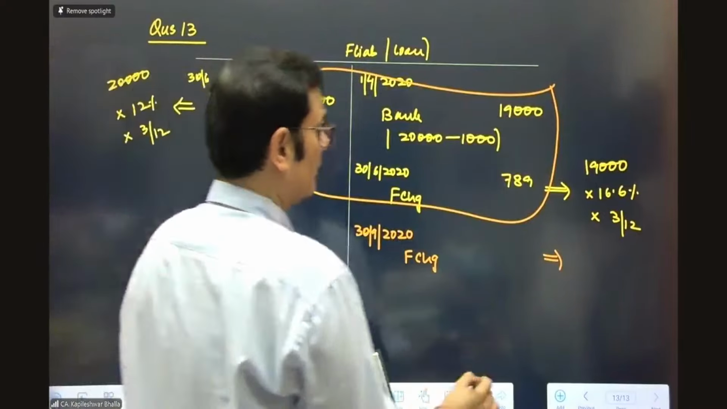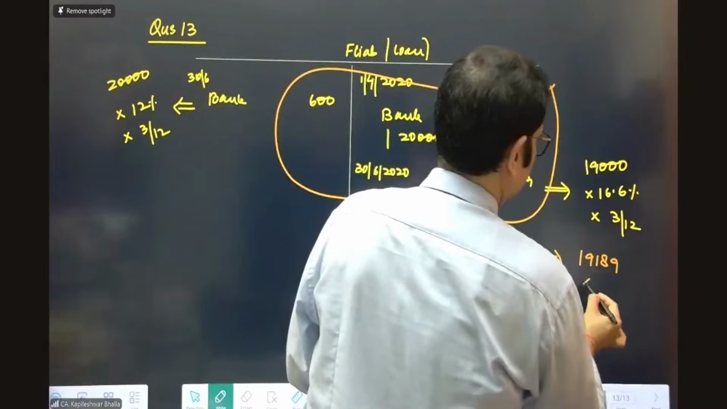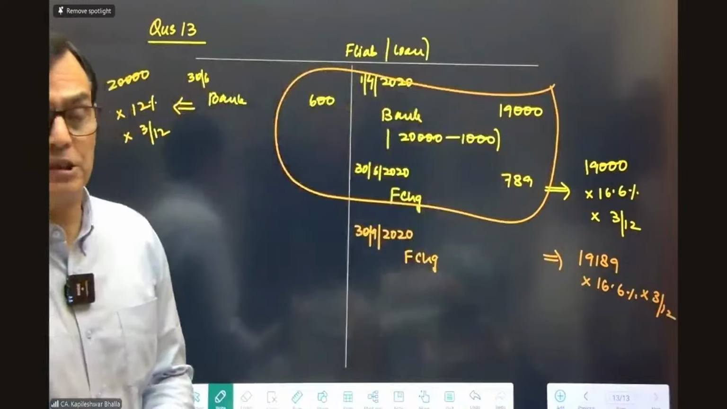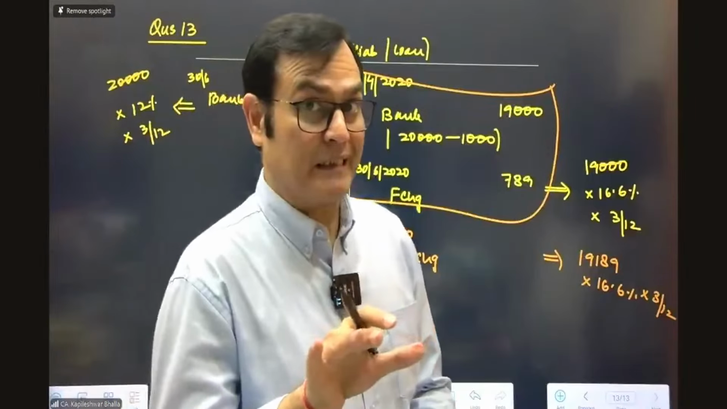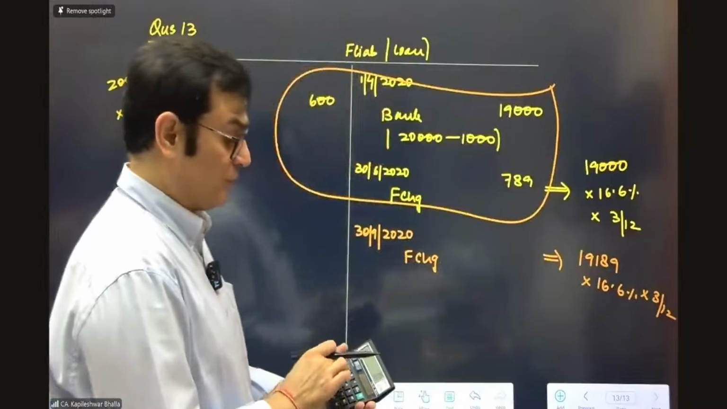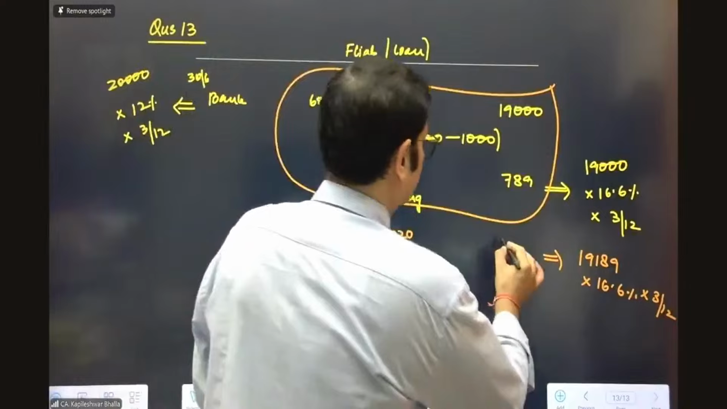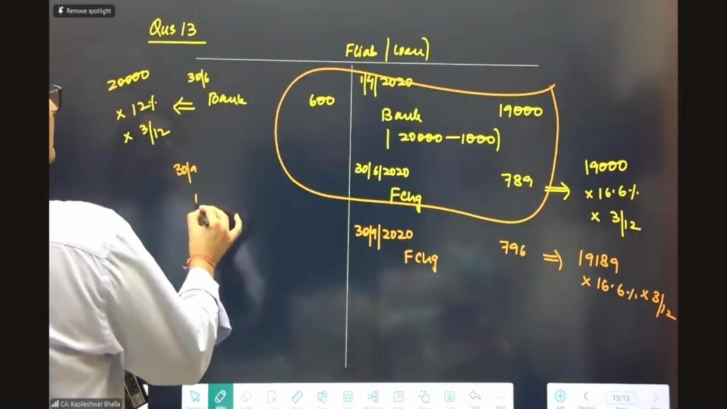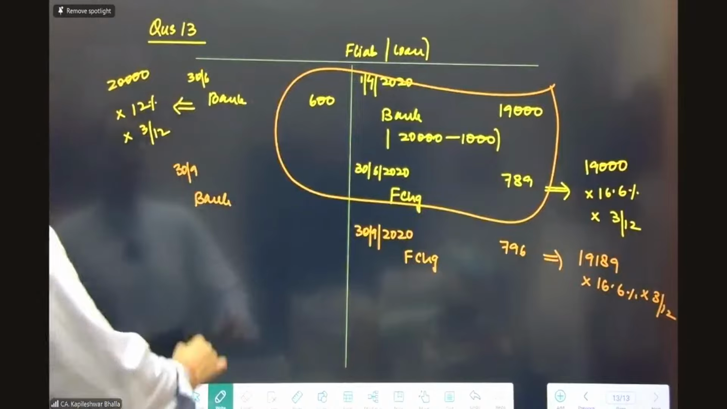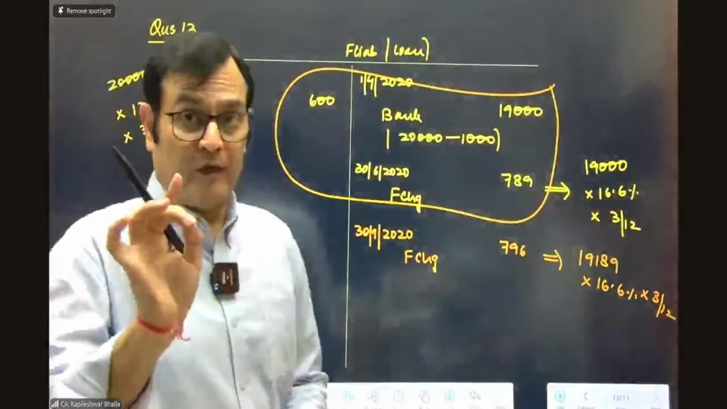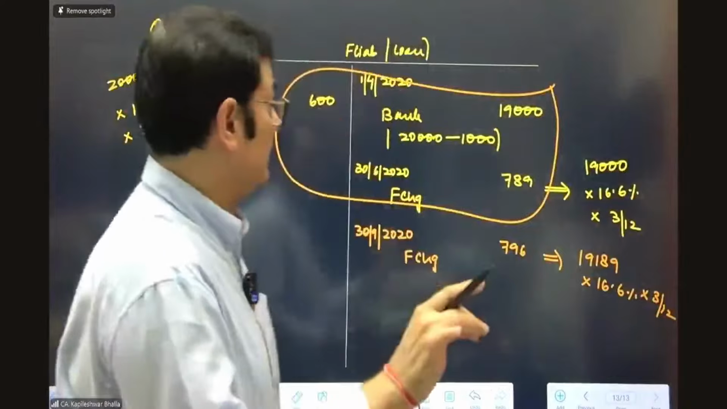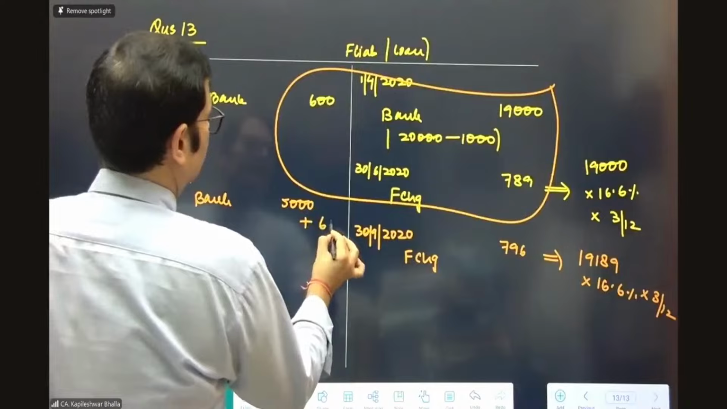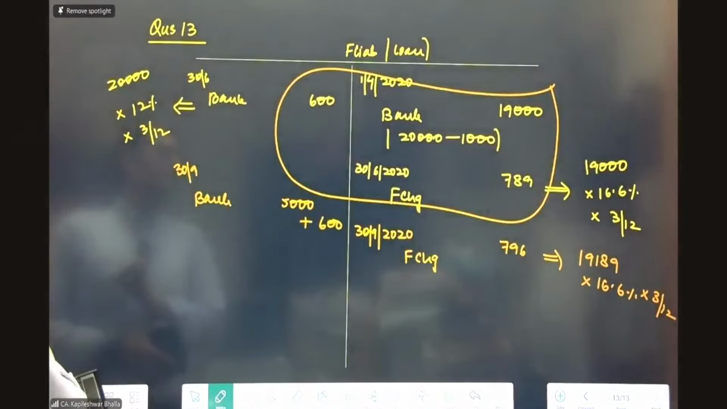19,789 minus 600, this is 19,189, at 16.6% for a period of 3 months. At every stage, start calculating what is the outstanding loan and take the effective interest rate on that. This is approximately 796. And then we make a payment on 30th September. This time we need to be careful because we're going to make a principal repayment as well. So 5,000 is the principal repayment and the interest is paid. So we're going to pay 5,000 principal and 600 interest because no portion was paid so far.